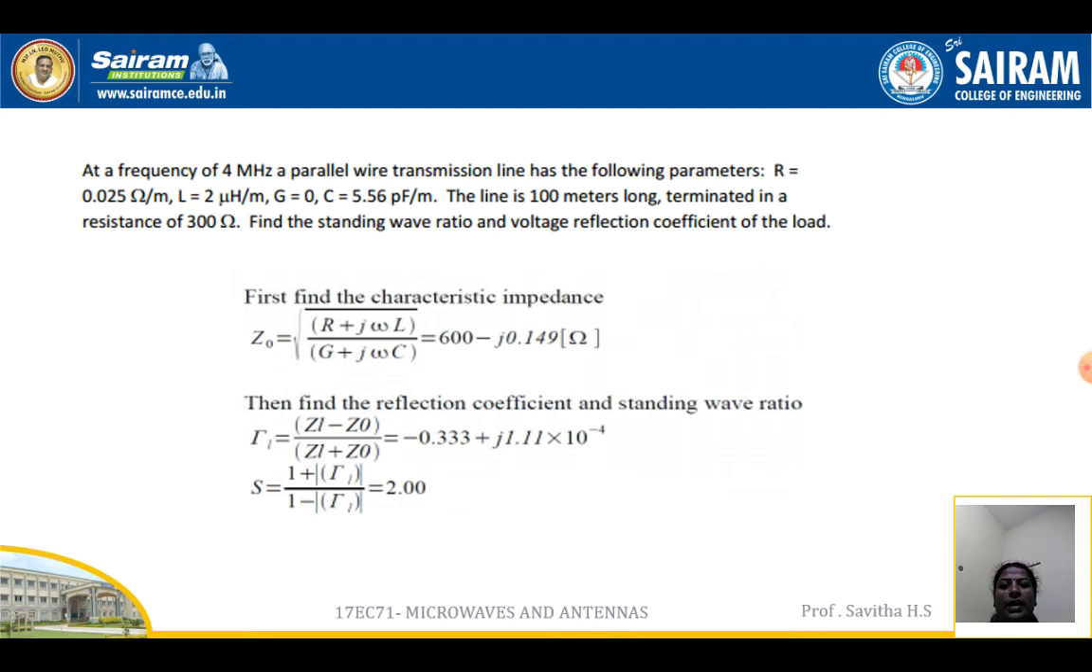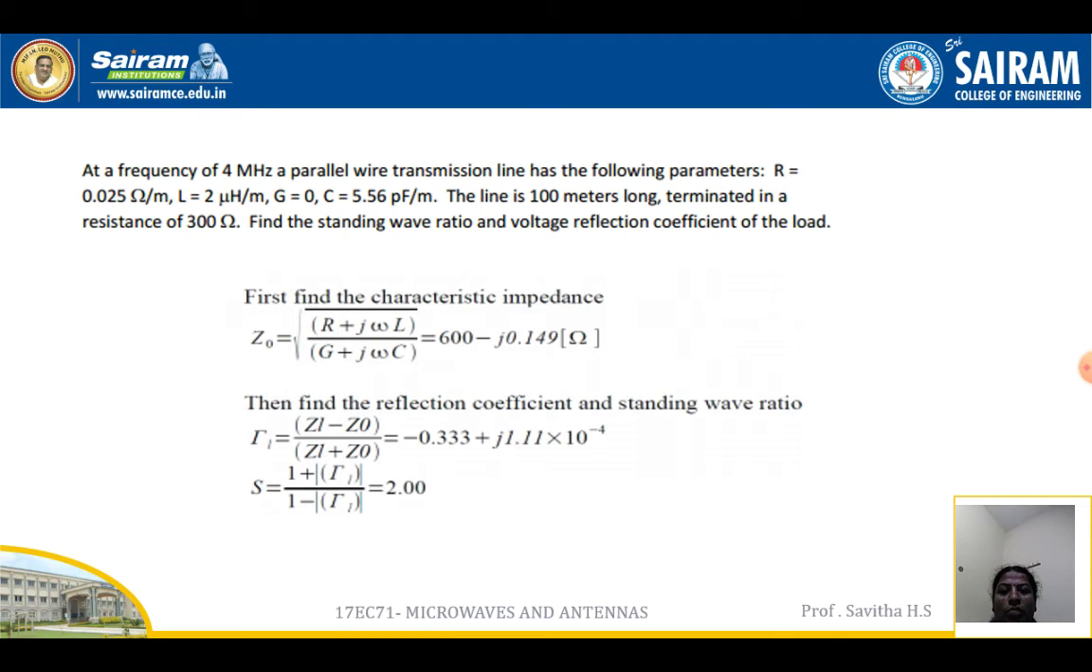As we know, the characteristic impedance Z0 is equal to the square root of Z by Y. All the primary constants are given in the problem. If we substitute the values, I'll get it as 600 minus j 0.149. And we know the reflection coefficient and the standing wave ratio formulas. Reflection coefficient is ZL minus Z0 divided by ZL plus Z0. So the answer will be minus 0.33 plus j 1.11 into 10 to the power of minus 4.